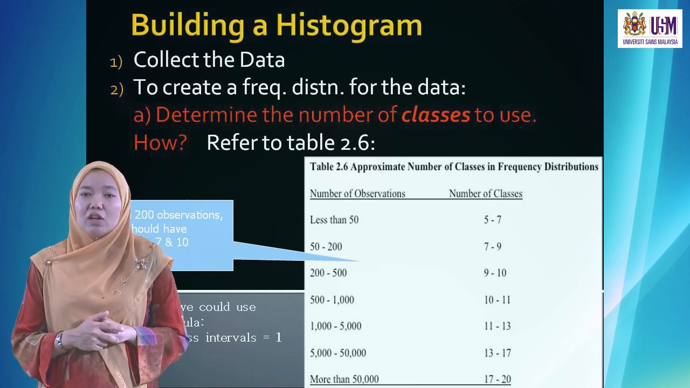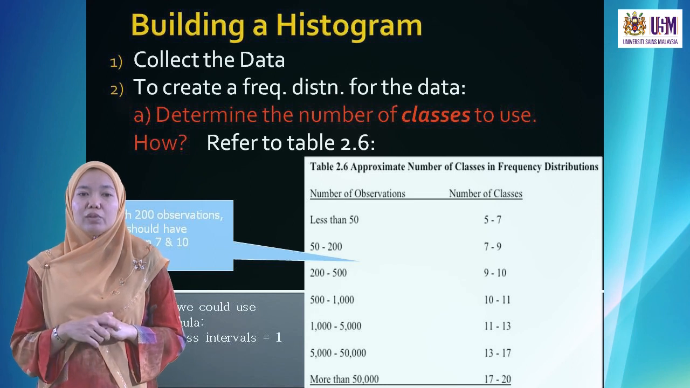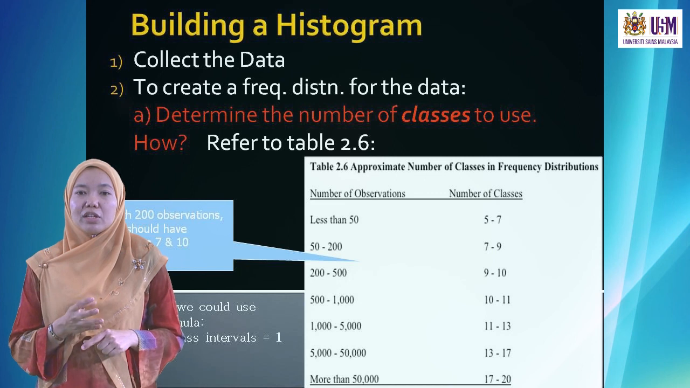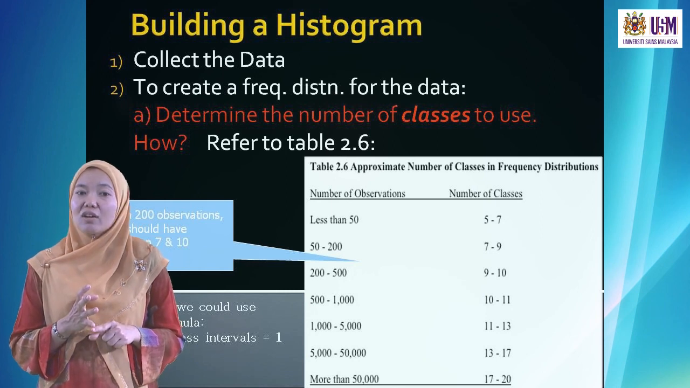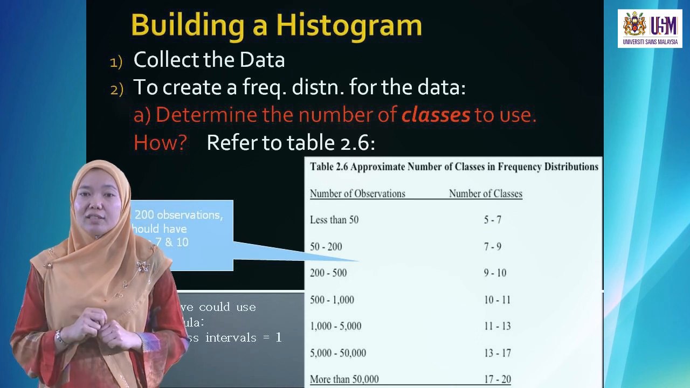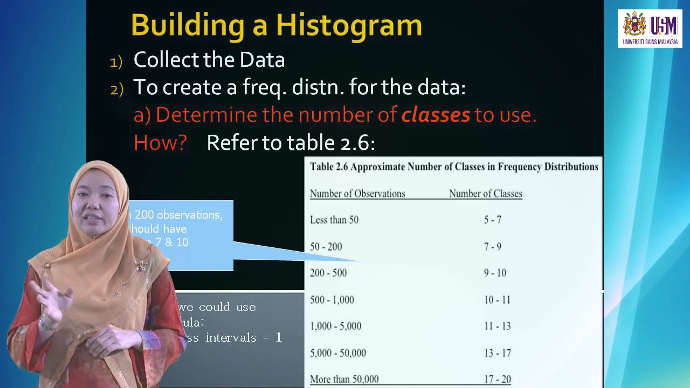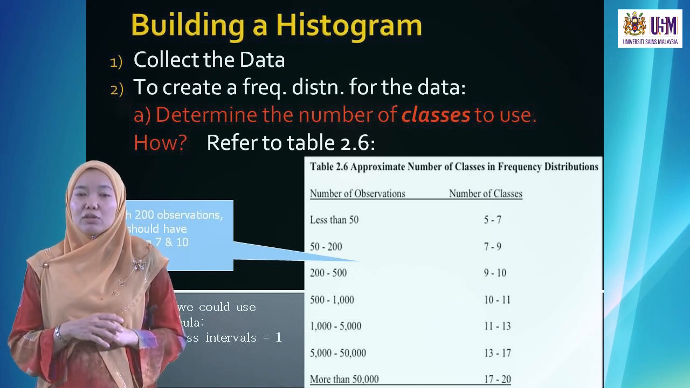You don't need to memorize these; it's just a rule of thumb. As an alternative measure, you can use Sturges' formula to determine the number of classes, which is 1 plus 3.3 log n, where n is your number of observations. So you have two choices: either you look at these tables to determine the number of classes, or you can use the formula to know how many groups you need to create.